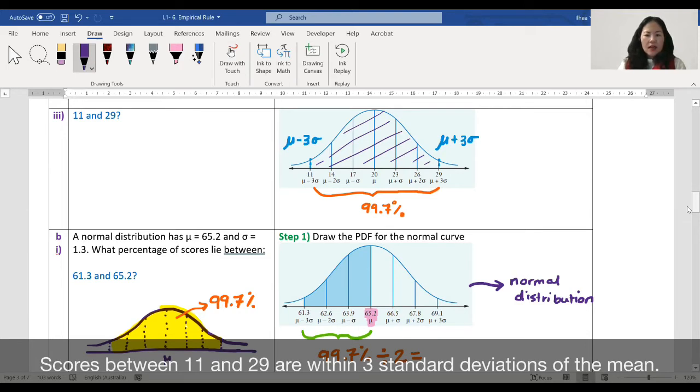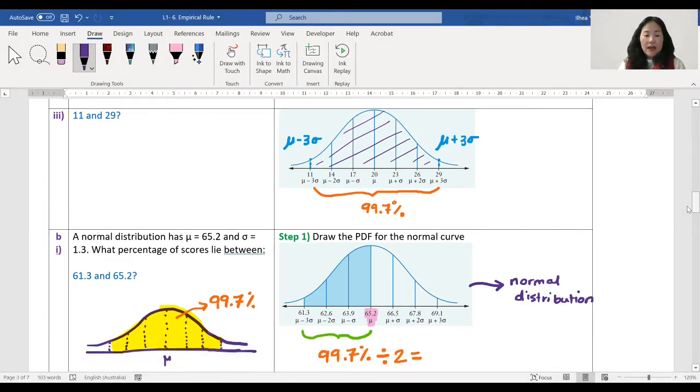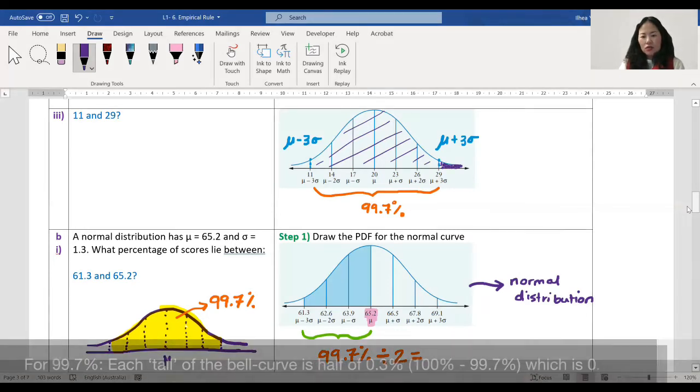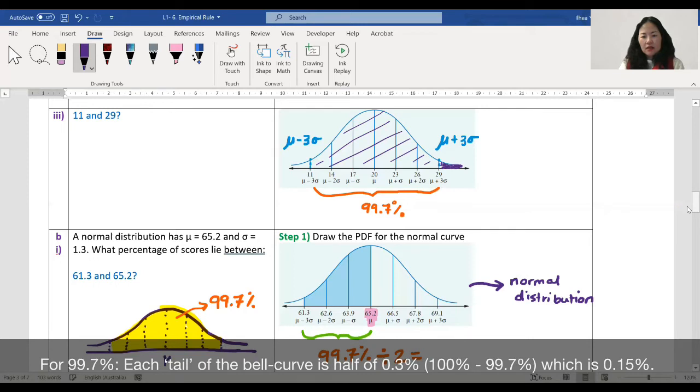So that's 99.7%. And if this question was asking about more than 29, so if it was like here, you would probably need to calculate 100 take away 99.7 and then halve it, because you've got two tails here, isn't it? Each one is half of 0.3%.